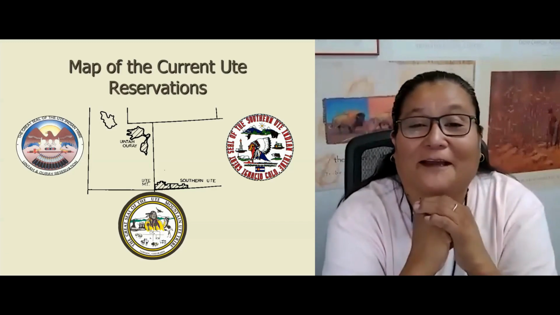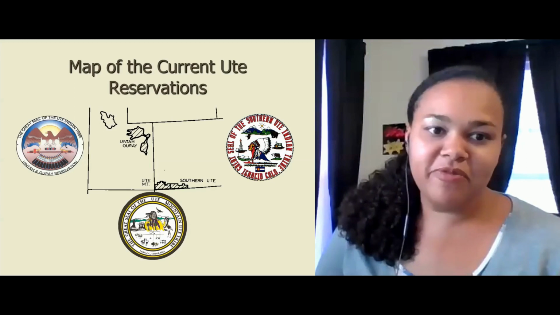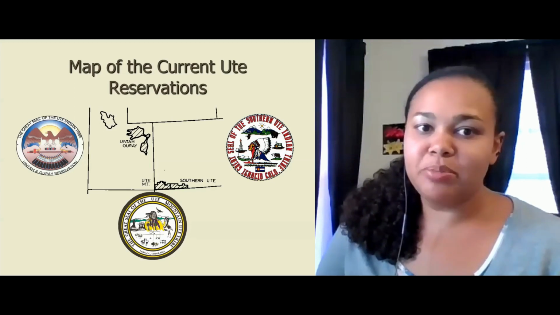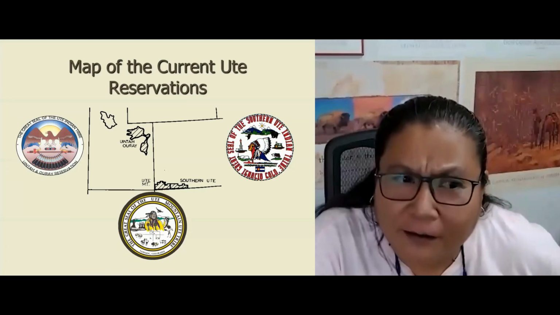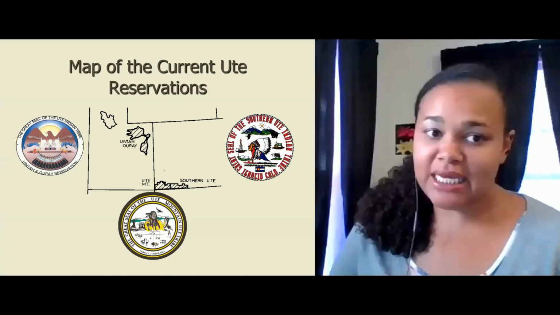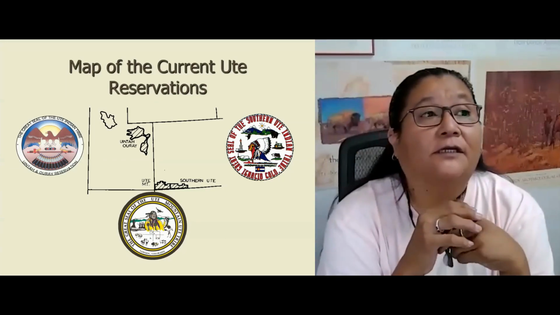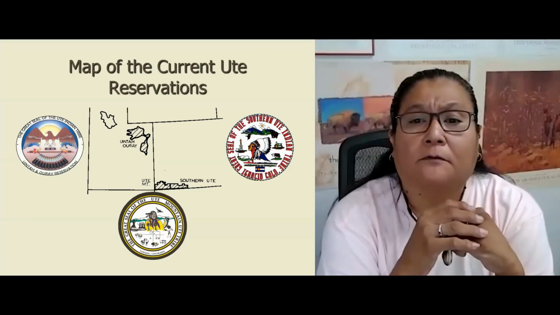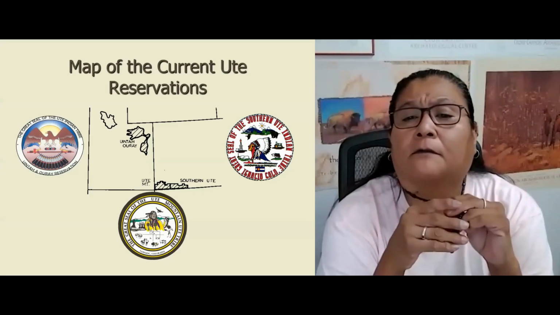Can you give some information on the Telluride blanket? Oh, the Telluride blanket is actually Pueblo. It's ancestral Pueblo. It's not Ute, from what I understand.